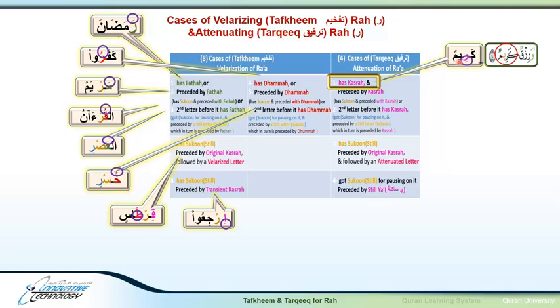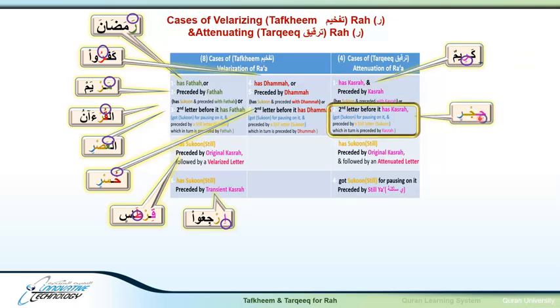كريم. Kareem, not Kareem, Kareem. Next example, Hijr, the ha before the letter which precedes the ra has a kasra. Let's listen. لذي حجر. In this case, we have stopped at the ra.